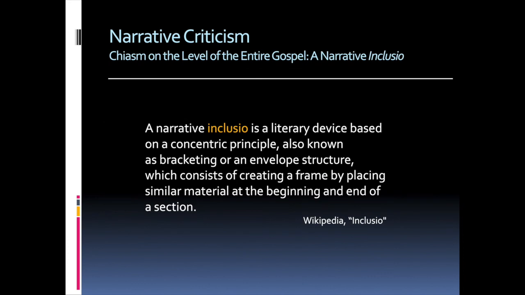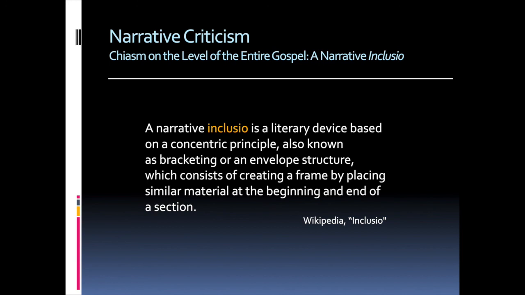Now I want to point out one other feature, and this has to do with the overall shape of the gospel itself. It's also a kind of chiastic structure. We'll use another term for it here, though, and that is a narrative inclusio. An inclusio is a literary device based on a concentric principle, also known as bracketing or an envelope structure, which consists of creating a frame by placing similar material at the beginning and the end of a section. I just drew this from Wikipedia, but this sort of inclusio or bracketing principle, bookends we might think of them, is a way I think that this gospel's been structured.